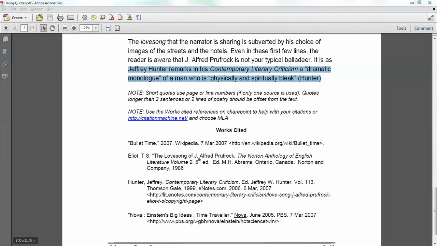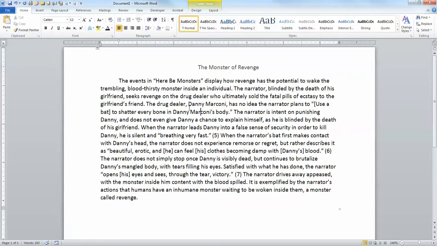But let's look at what we could actually do with a piece of literature and in the essay. So the events in Here Be Monsters display how revenge has the potential to wake the trembling, bloodthirsty monster inside an individual. So what we have is some great information and a good thesis, but then the author of this piece has used a whole long quote: how the drug dealer, Danny Marconi, has no idea the narrator plans to, quote, use a bat to shatter every bone in Danny Marconi's body. Now, we don't need to have all this stuff used. In fact, the best part that I would keep is shatter every bone.